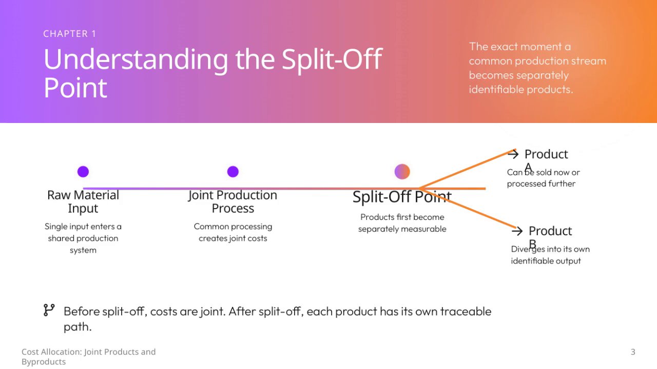Product A, for example, can either be sold immediately or undergo additional processing to increase its value. Product B, on the other hand, diverges into its own identifiable output, following a separate path after the split-off. Importantly, all costs incurred before this point are considered joint costs, while costs after the split-off are specific to each product. Understanding this split-off point is crucial because it affects how we allocate costs between joint products and any byproducts. It helps us correctly assign costs and make decisions about processing and pricing downstream products.